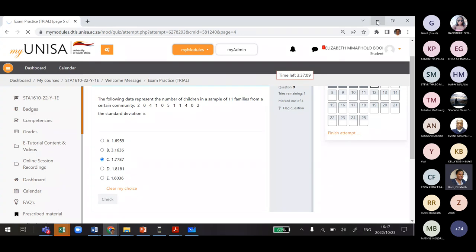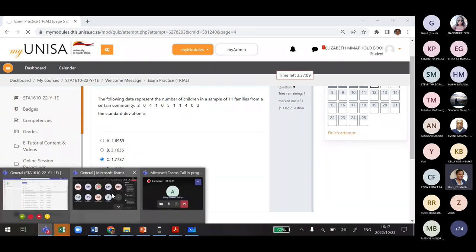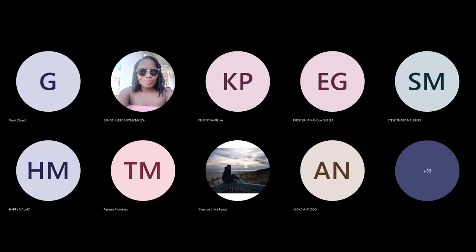Those who are using Casio or financial calculator, just give me a second. That's the problem. I needed to open all the calculators that I have. Like I said, I cannot share my entire screen as I navigate. Just give me a second.